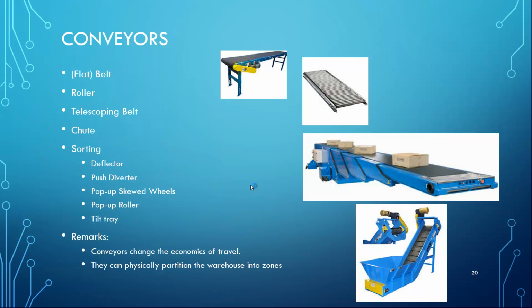The use of conveyors became so popular in a way that changes the economics of travel. Conveyors can physically partition the warehouse into zones. You can redesign your warehouse in a way that will have conveyors to move stuff from one place to another, and that will, of course, create zones where you can make it easier for material handling and material movement.